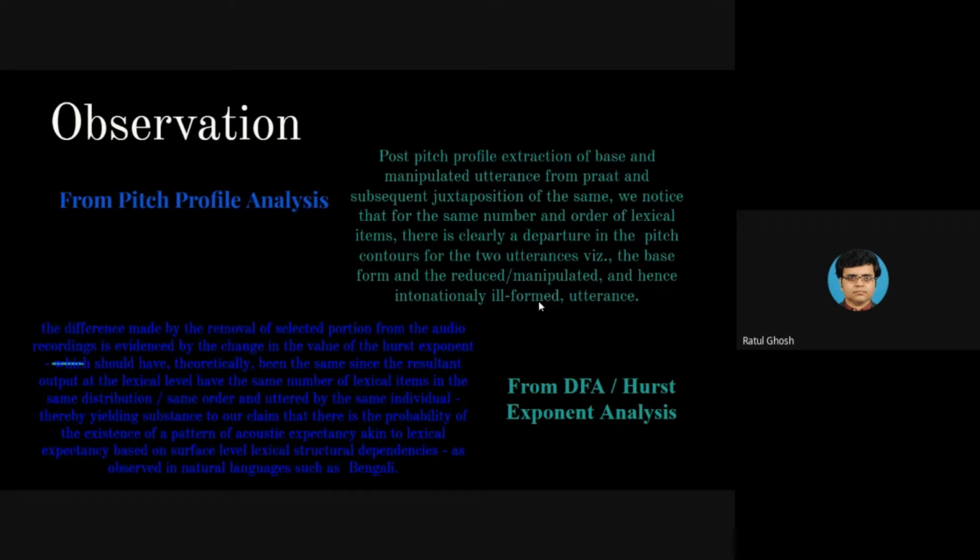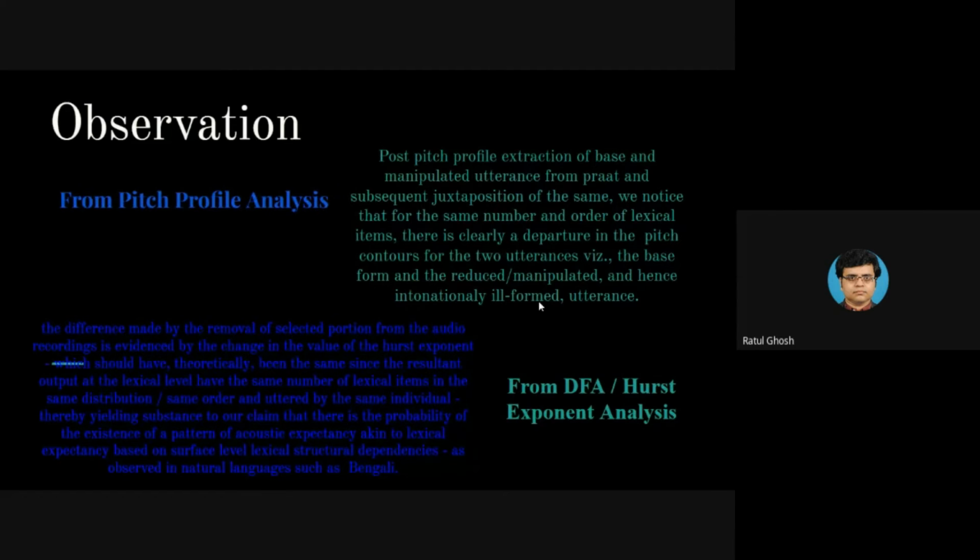The pitch profile gives us, post pitch profile extraction of the base and manipulated utterance from PRAAT and subsequent juxtaposition of the same, the observation that for the same number and order of lexical items, there is clearly a departure in the pitch contours for the two utterances, namely the base form and the reduced or manipulated form, and hence an intonationally ill-formed utterance. And number 2, the difference made by the removal of a selected portion from the audio recordings is evidenced by the change in the value of the Hurst exponent, which should theoretically have been the same, since the resultant output at the lexical level has the same number of lexical items in the same distribution and same order, and is also uttered by the same individual.